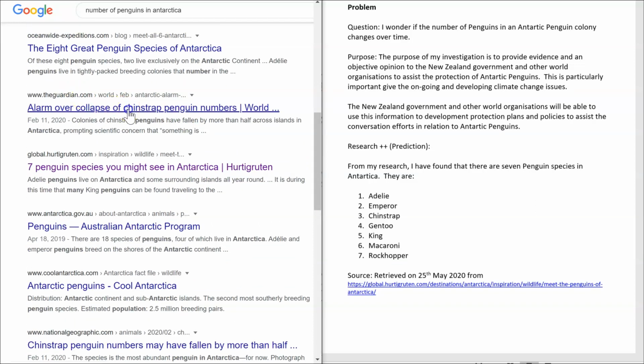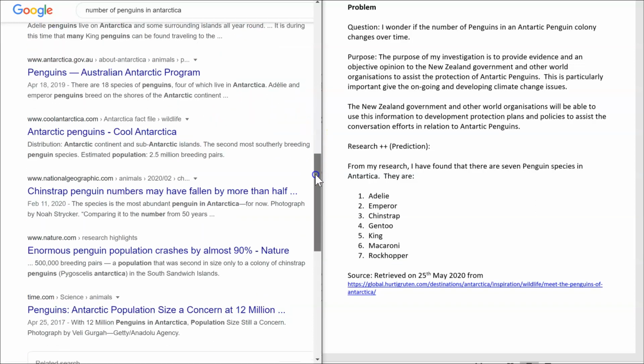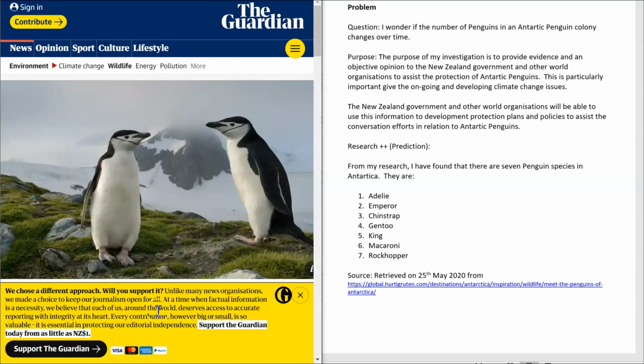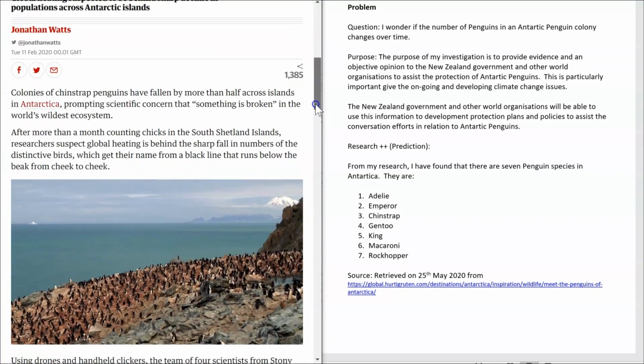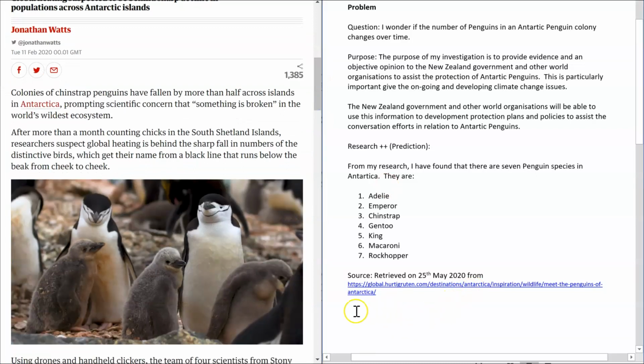And the Guardian's a good source. So I'll open that in a new tab. And then we've already got chinstrap. And we'll go for the nature.com article as well. So we've got 2 more articles to help chat about that. So here we go. So we've got some penguins. And then probably start writing about this.